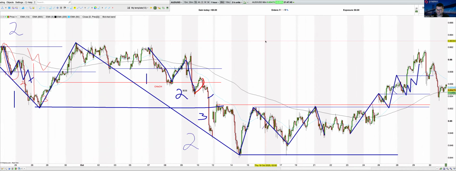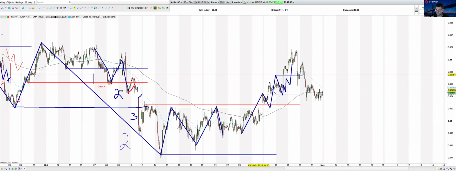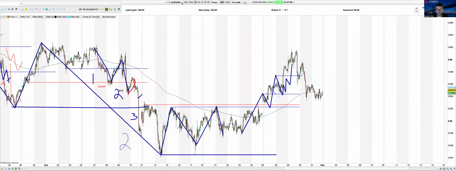What are we seeing here? Lower low, lower high, lower low, lower high. Are we going to get a third lower low? We shall wait and see. Let's have a look. Let's have a look for a second. Bear with me.